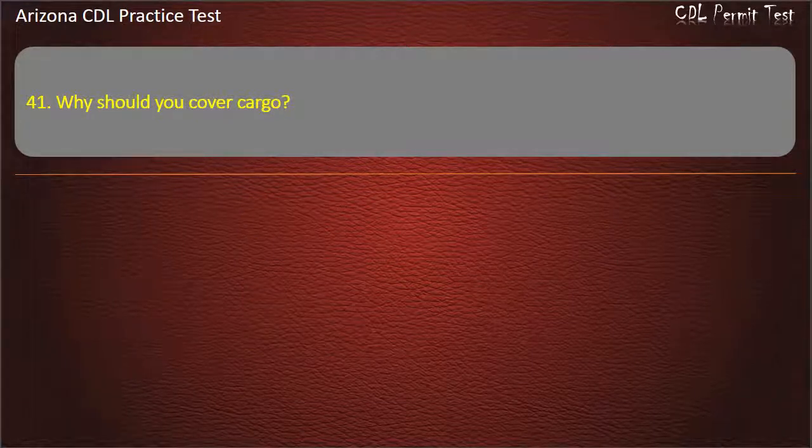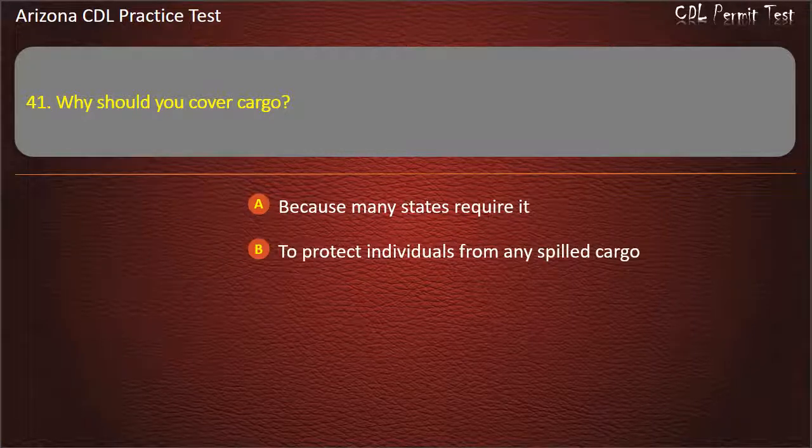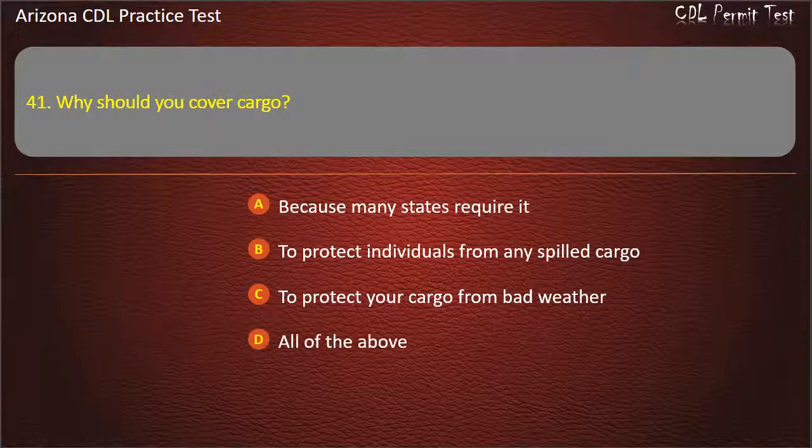Question 41. Why should you cover cargo? Because many states require it. To protect individuals from any spilled cargo. To protect your cargo from bad weather. All of the above. Answer. All of the above.